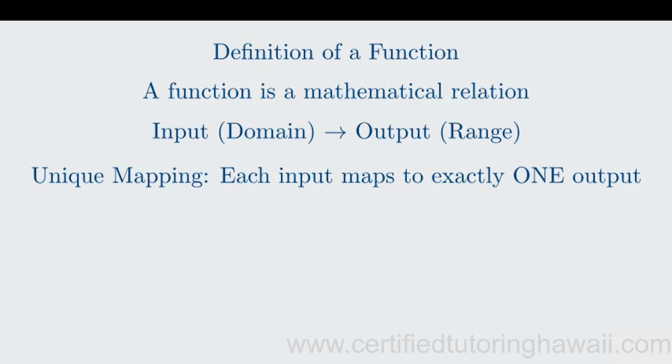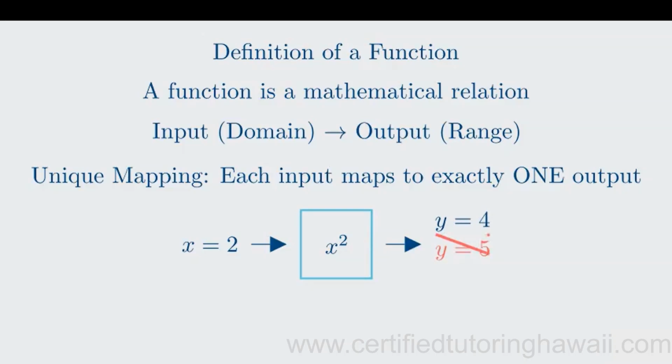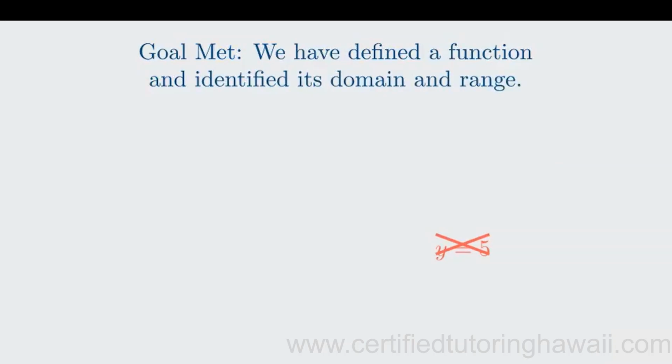Imagine a machine. If you put in the number 2, and the machine is a squaring function, it must give you 4 every single time. If that same machine sometimes gave you a 5 for the same input of 2, it would no longer be a function.